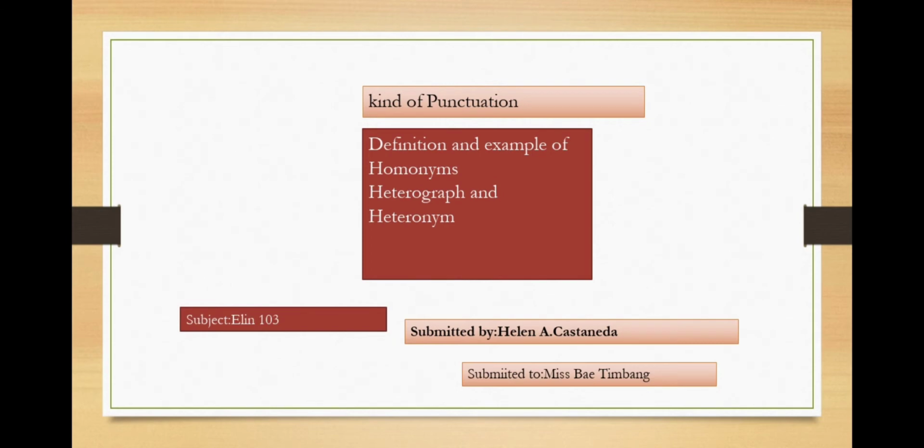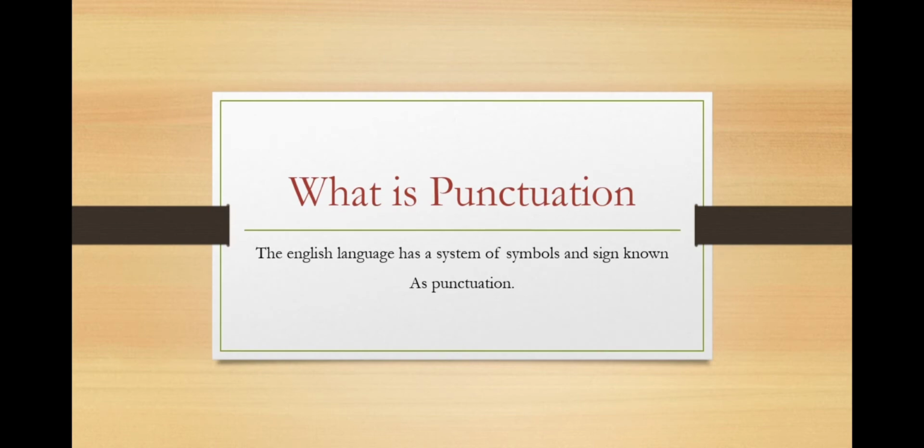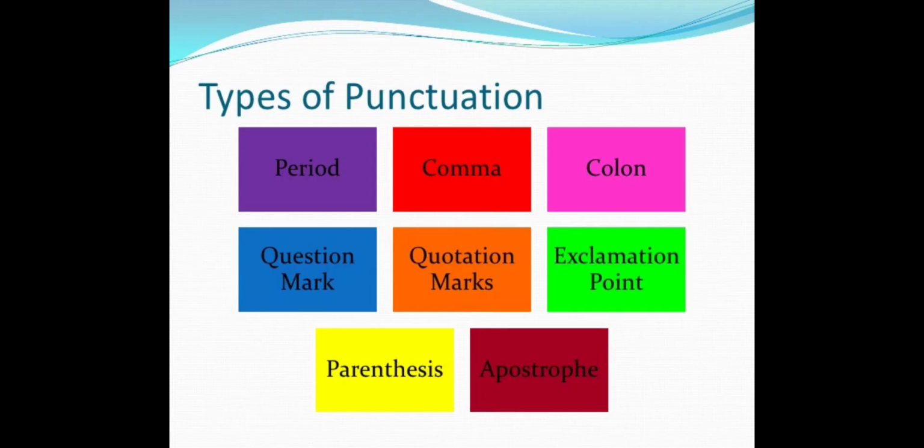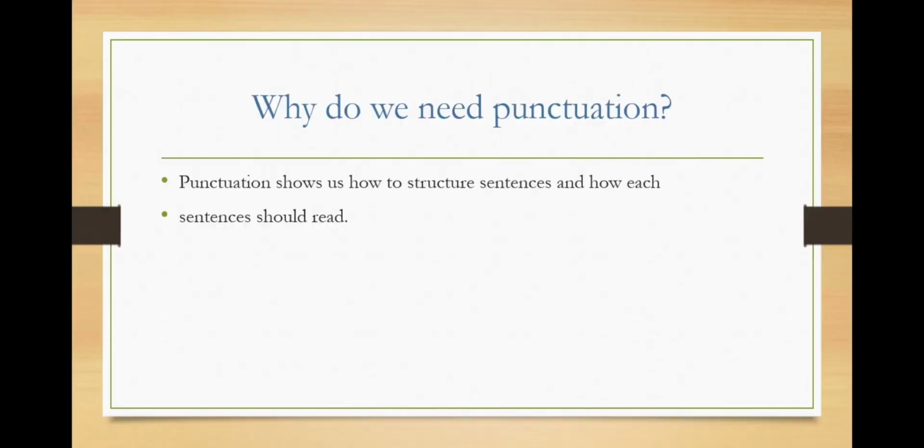As I said before, we're talking about the kinds of punctuation, and the definition and examples of homonyms, heterographs, and heteronyms. So here we go. What is punctuation? The English language has a system of symbols and signs known as punctuation. Here are the types of punctuation: period, comma, colon, question mark, quotation marks, exclamation point, parenthesis, apostrophe, and many others. So why do we need punctuation? Punctuation shows us how to structure sentences and how each sentence should read.